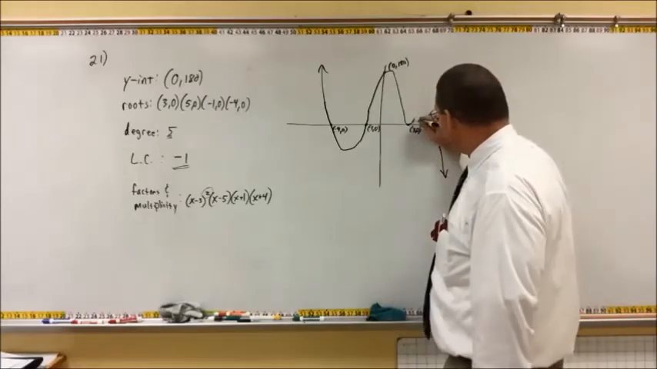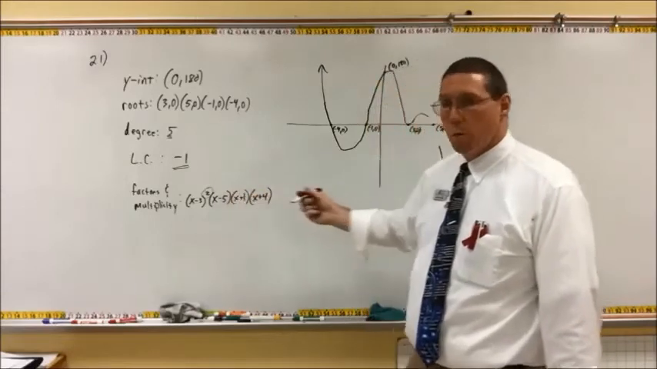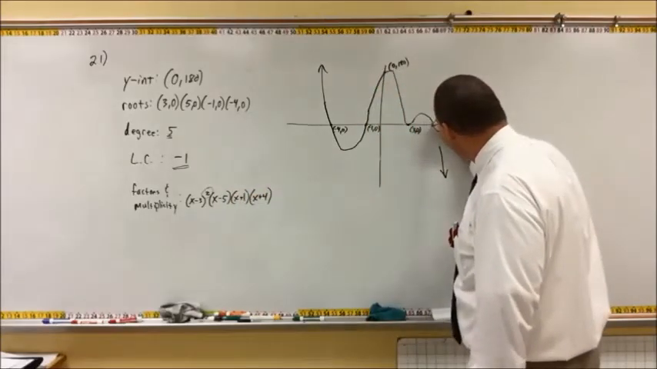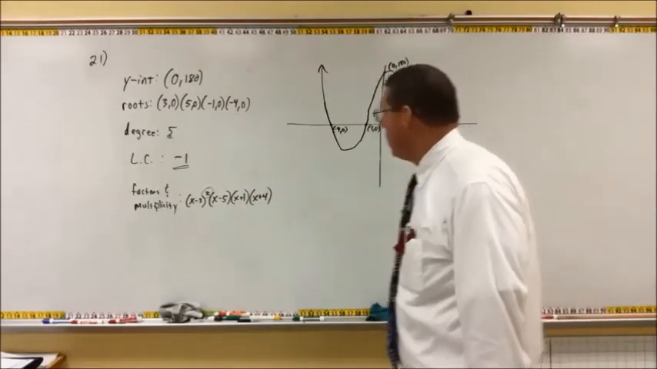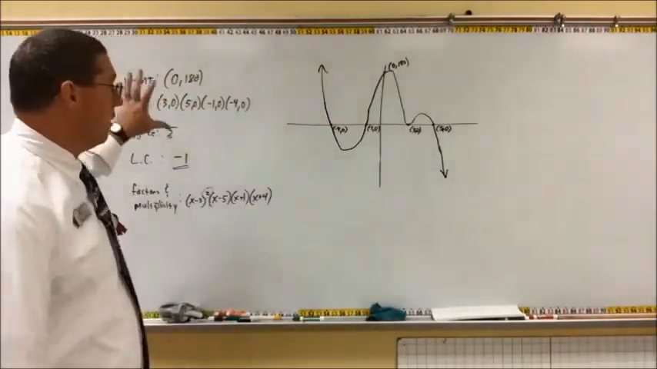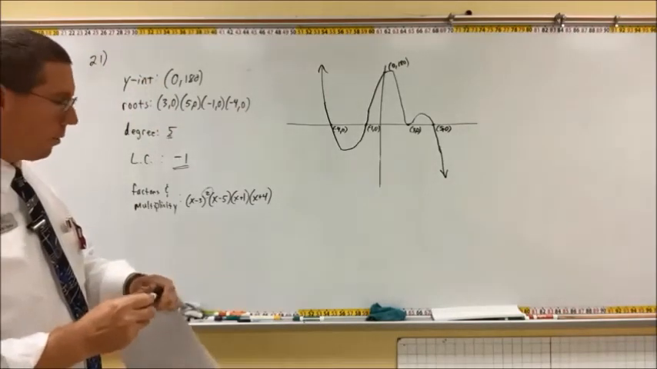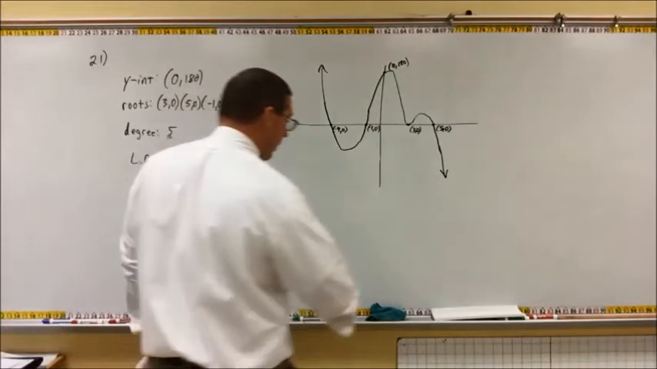Then we're going to turn back around and aim for the 5. X minus 5 has a multiplicity of 1, so we're going to cross over. Then we're going to meet up with the arrow, and that is a rough sketch of the graph of the function that has these qualities. Okay? So that's question number 21. Now we're going to do 22, and we'll be done with the packet.